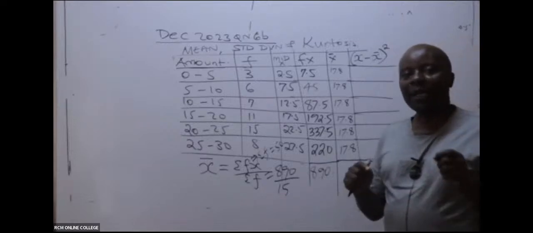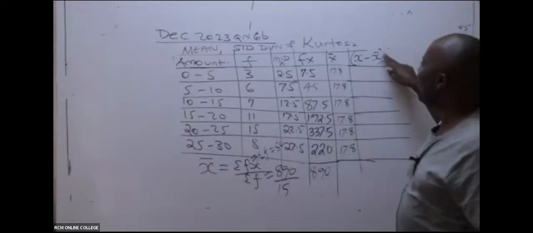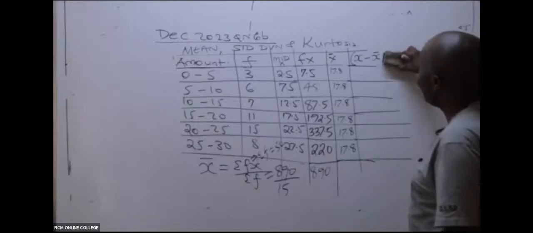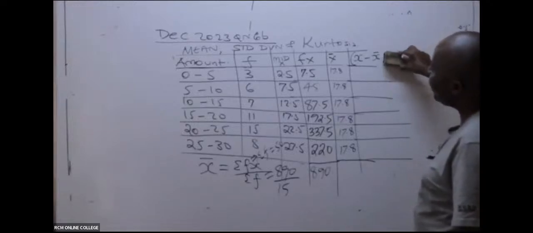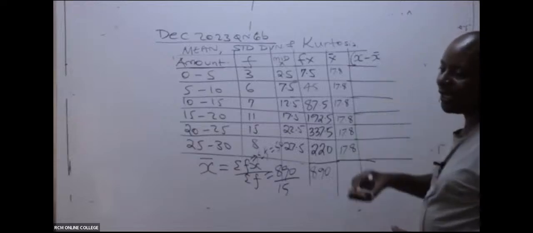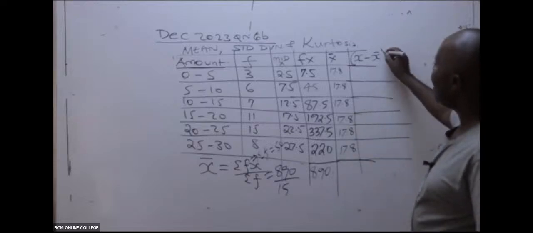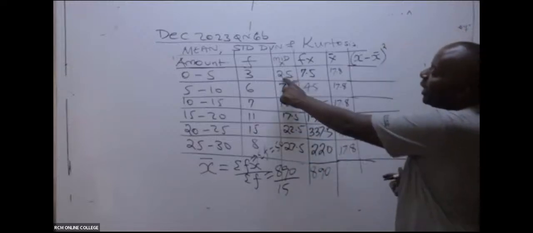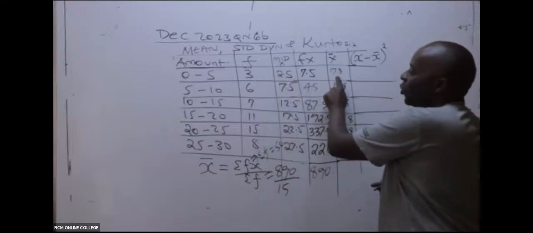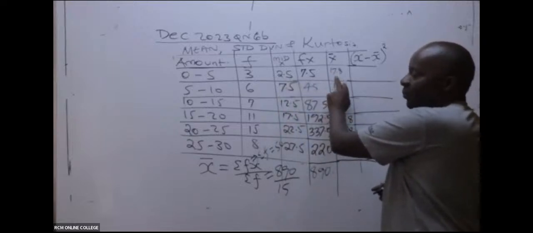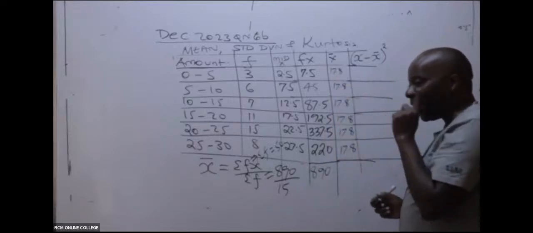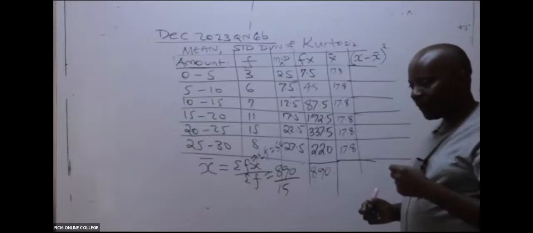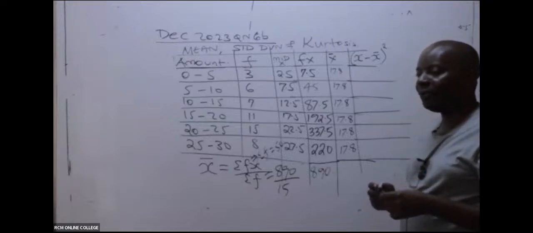What I will do, I will get x minus x bar. Actually, I can even first of all do x minus x bar without squaring. For those students in this case, you may want this, although the very best is to do just x minus x bar squared directly. So the first x is 2.5 minus this x bar. So you say 2.5 minus 17.8. Whatever answer I get, I square.